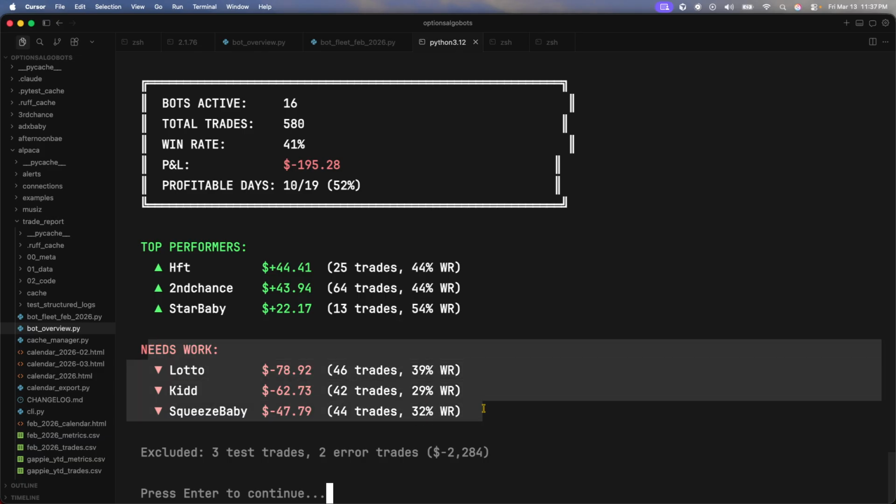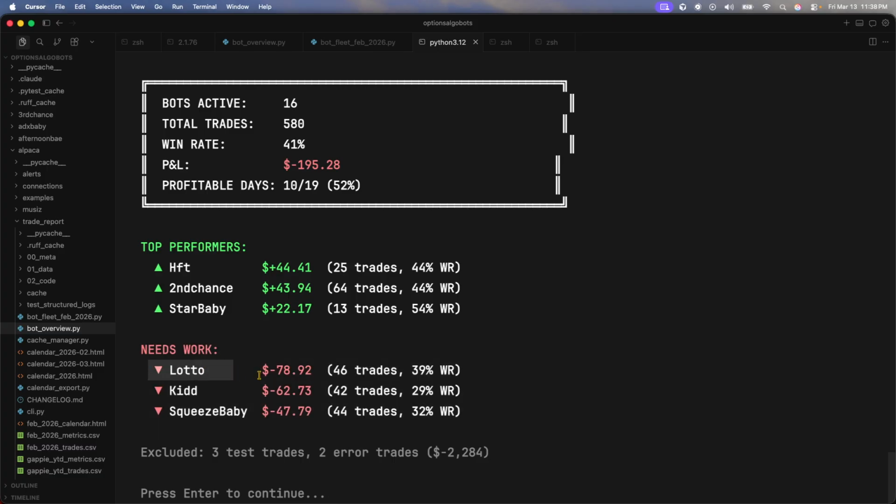Now, here are a couple of bots that I'm looking at either retiring or figuring out something else we can do with them, right? We have Lotto Baby, that's under the water, lost $78, 46 trades. Win rate is abysmal. You have Kid, another mean reversion bot. This one lost $62, 42 trades. Again, win rate abysmal. And then another Squeeze Baby bot lost $47, and out of 44 trades, 32%.